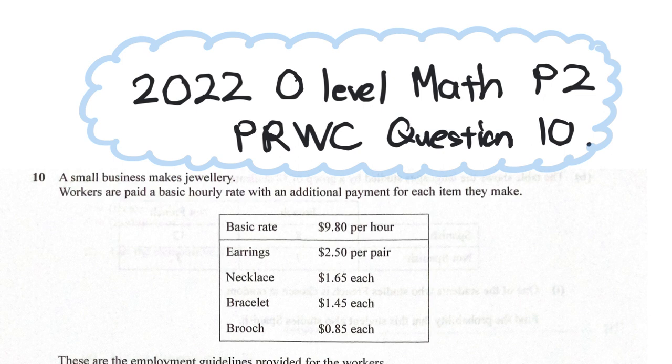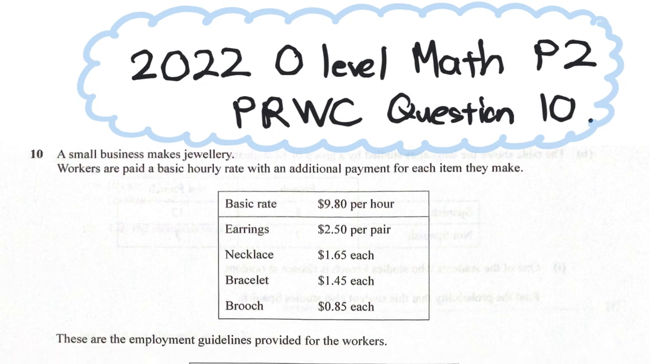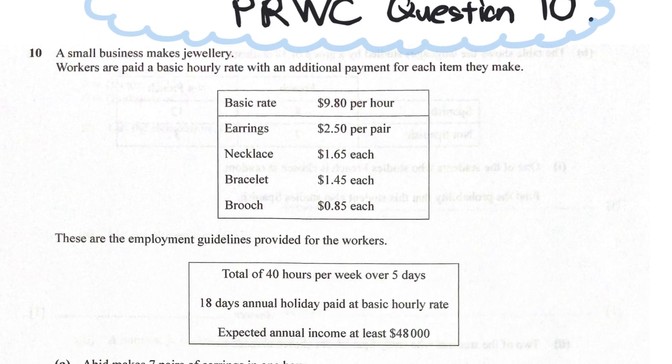Hello, we are doing the 2022 O-Level Math Paper 2 problem in real-world context, question 10. Right, so let's dive into it. Reading the question first: a small business makes jewelry. Workers are paid an hourly basic rate with an additional payment. So you have the basic rate here, and these are additional parts.